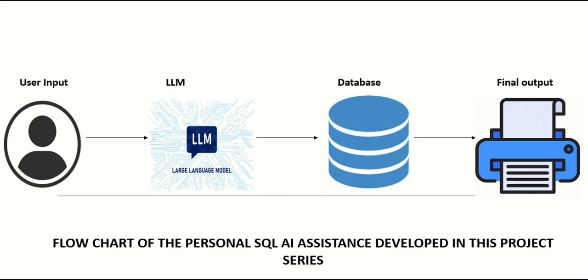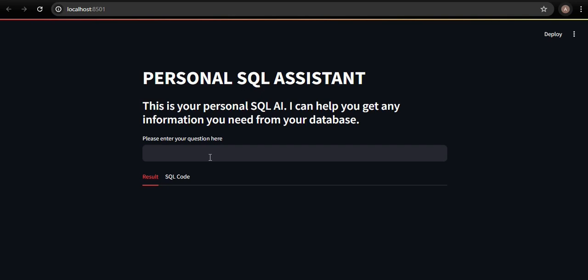In this video, I'll be walking you through this SQL AI Assistant. What this AI Assistant does is that it helps you get any information from your database without having to write any line of SQL query. To get any information from this database, all you have to do is to pass in the query in natural language. Let's say we want to get the total sales for 2019.